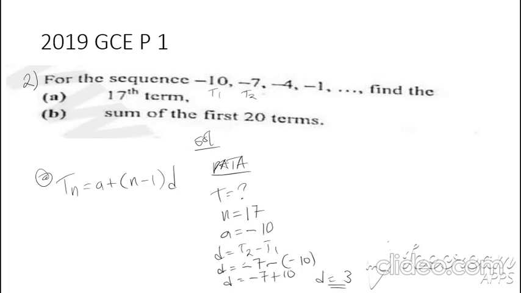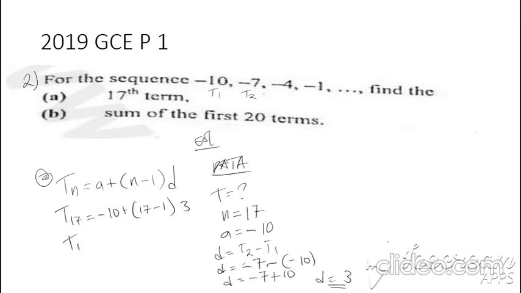So let's do it now. The term you're looking for, the n is 17, is equal to the first term, -10, plus open bracket, n is 17 minus 1, times the common difference, which is 3, like that. As simple as that. Now let's simplify.